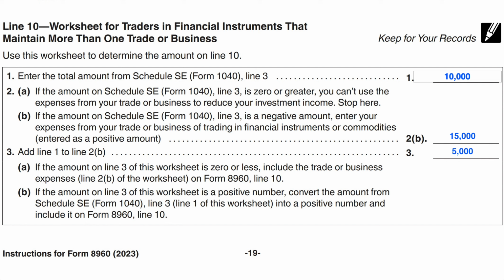So in other words, this calculation forces you to limit the amount of your expense deduction to the amount of the loss that you're reporting on line 3 of your Schedule SE. And if you're not reporting a loss, then you can't claim any deduction. This is just a forcing function to make sure that you're taking the lesser of actual expenses or your loss. So that's all we have for this worksheet.